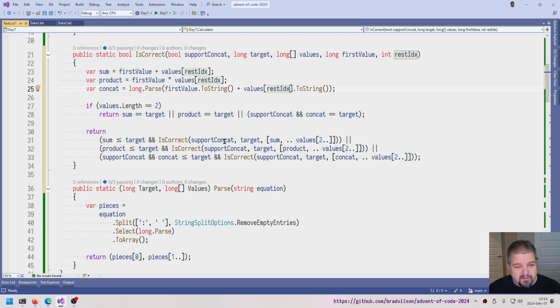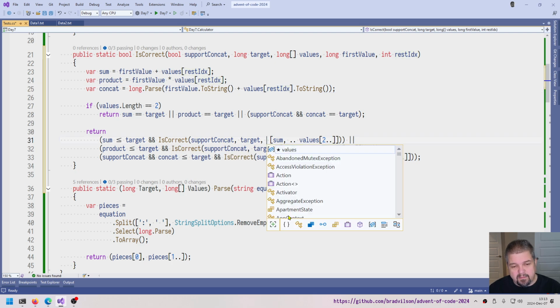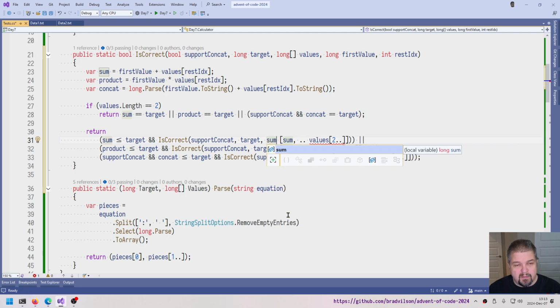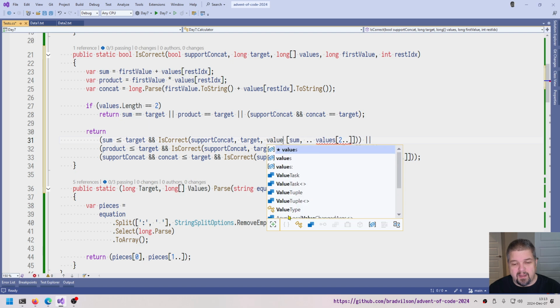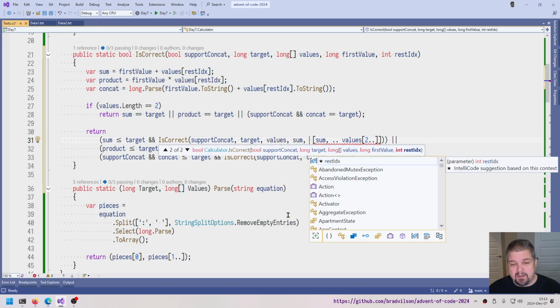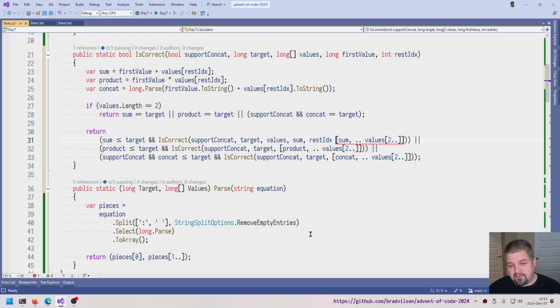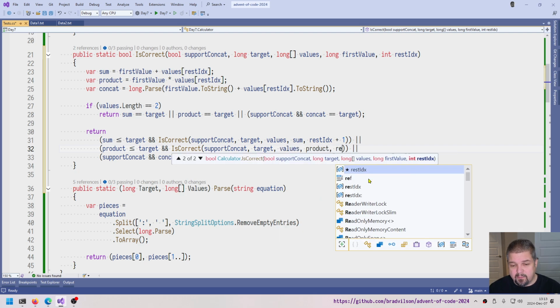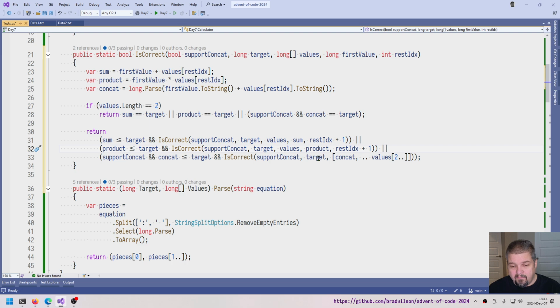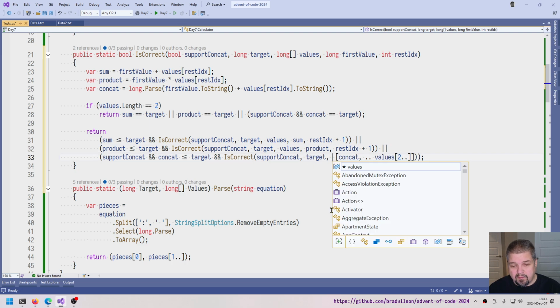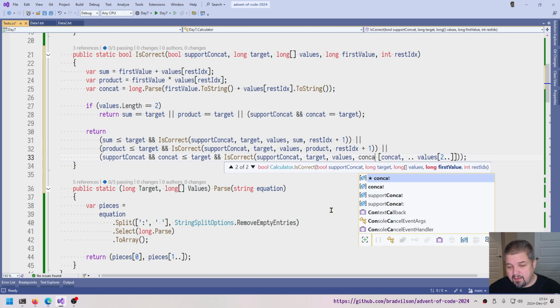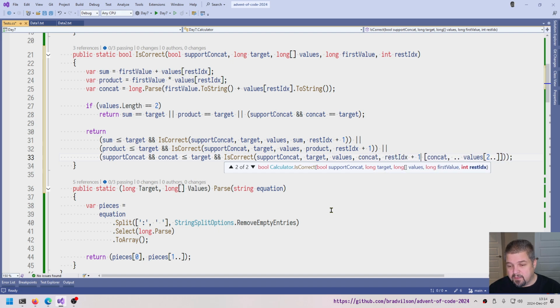And then down here, instead of calling is correct with this, our first value is the sum, right? Now we need the values, and then we need the sum, and then this is 2, rest index plus 1. Okay, so now let's take that. Here we'll do values product rest index plus 1. And then here we're going to do values concat rest index plus 1.